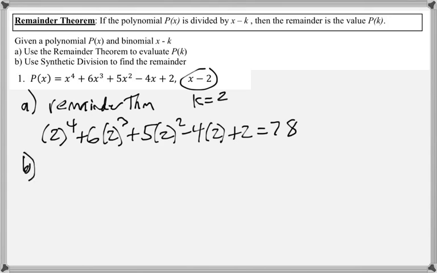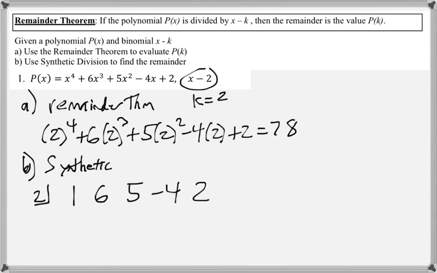Part B, I want to use synthetic division. So I'm still using the 2 in the box, not negative 2, because it's the opposite. And then I want to take all of my coefficients. So I don't put any of the x's, I just put my numbers. So that's a 1, 6, 5, negative 4, and 2.